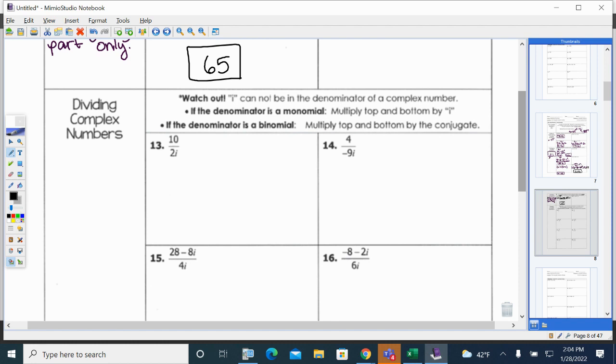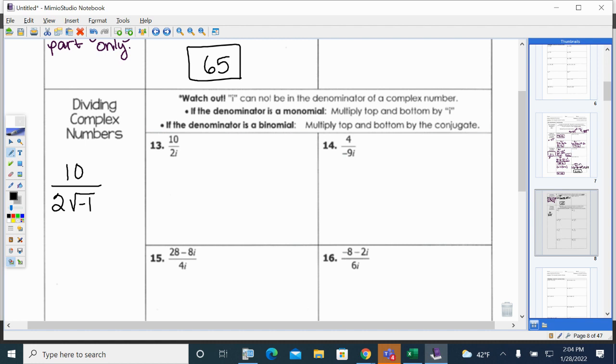Now let's talk about dividing complex numbers. In the notes here, it says, watch out. i cannot be in the denominator of a complex number. And the reason is because i represents a radical. i represents the square root of negative 1. And you would have learned in Algebra 1 or geometry that we are never allowed to leave a radical in the denominator.